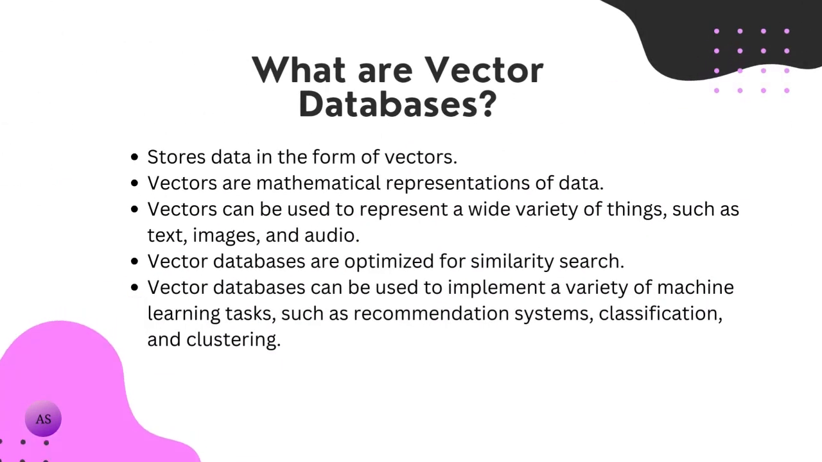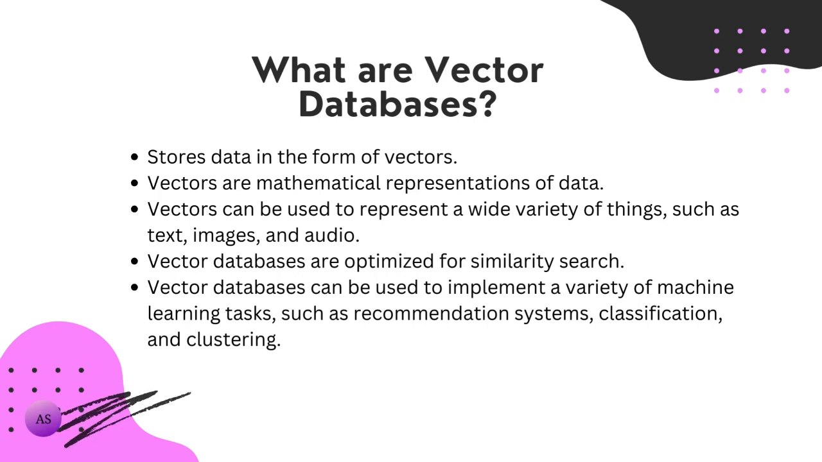Vector databases are a type of database that stores data in the form of vectors. And what are vectors? They are mathematical representations of data that can be used to represent a wide variety of things such as text, images, or audio. So why do we use vector databases? That's because they are optimized for similarity search. This means that they can quickly and efficiently find the most similar item in a database to a given item. This makes them ideal for machine learning tasks such as recommendation systems, classification, and clustering.